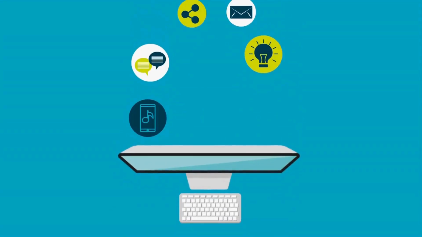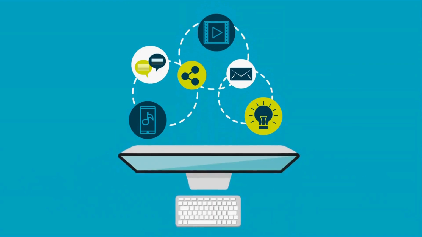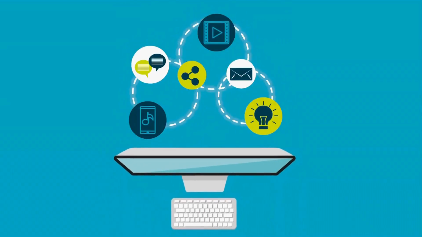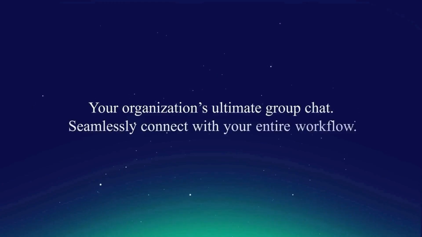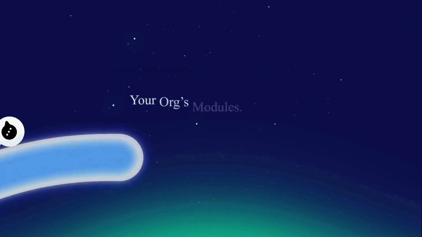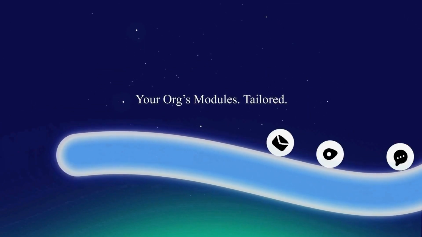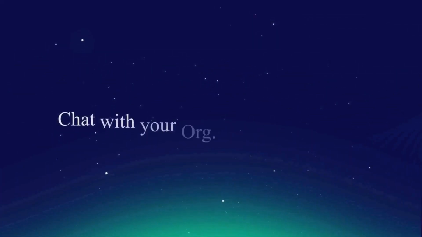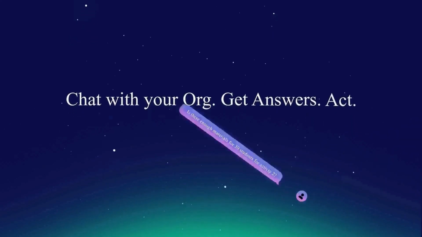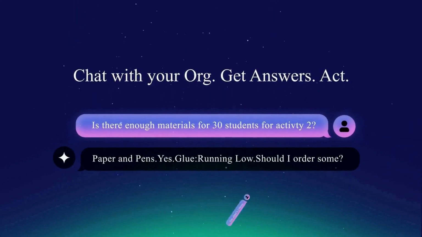We need one simple, powerful group chat, a universal remote that automatically remembers, connects, and acts for us. Flow AI is that group chat amplified. The intelligent automation engine that instantly transforms your conversations into coordinated action, unifying all your existing tools. Imagine instantly ordering supplies, updating the budget, and notifying the team, all with one sentence.